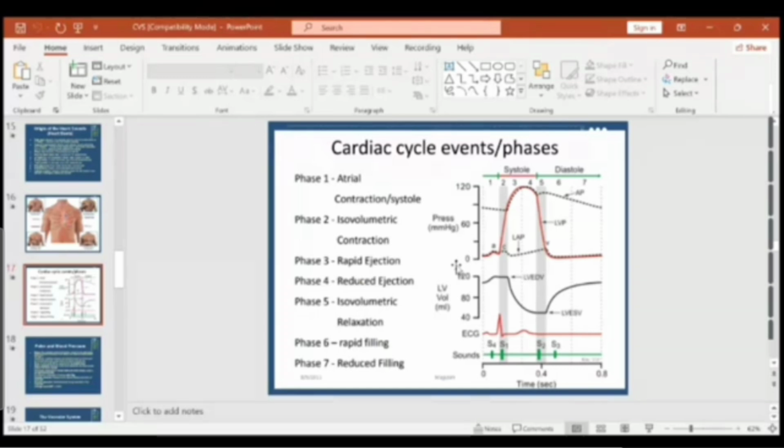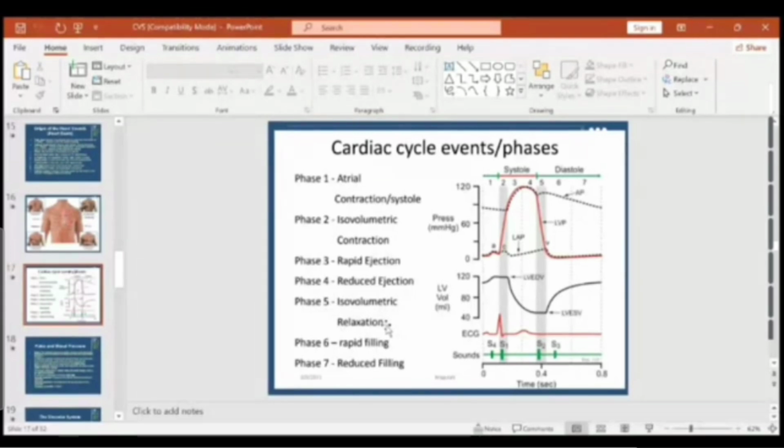And once the valves close, we have another relaxation. The relaxation occurs without the volume changing; the volume still remains the same as much as you're having a relaxation, and we call that one isovolumetric relaxation. So we have phase 2, which is isovolumetric contraction, and phase 5, which is isovolumetric relaxation.